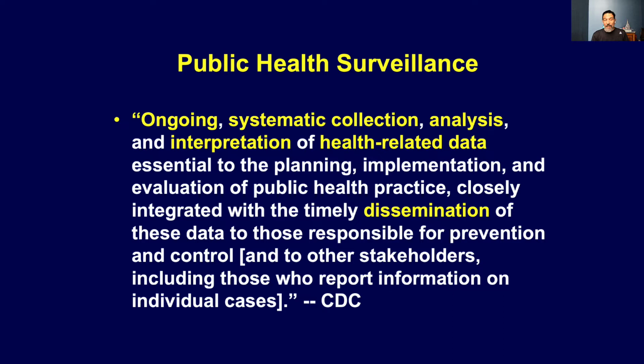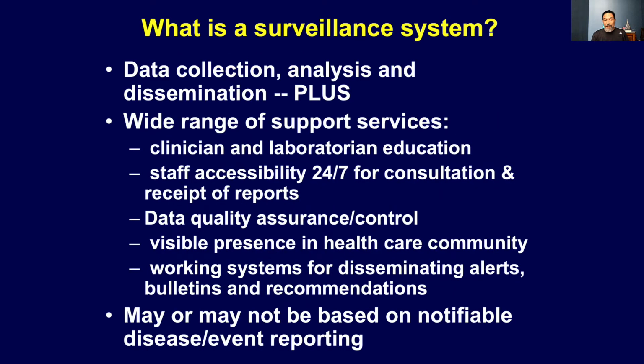So we've defined public health surveillance, but what is a public health surveillance system? Well, it's all those things that go into the definition of public health surveillance, such as data collection, analysis, and dissemination, plus a wide range of other things, such as support services, in order to make the system run. That includes staff that need to go out and do clinician and laboratory education about what the surveillance system is and why it's important that they engage in the process of reporting. It means that those staff have to be accessible for receiving the reports and for answering questions.